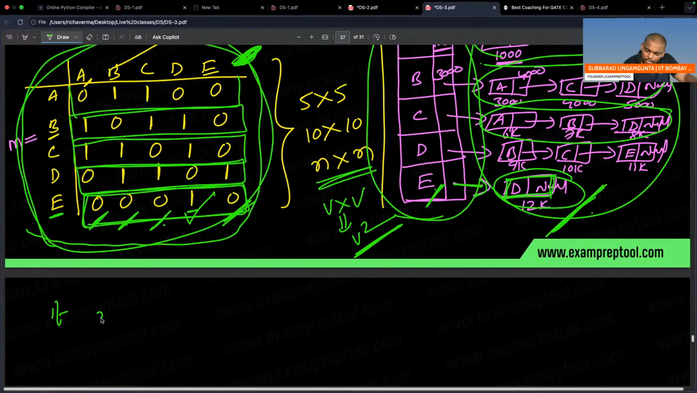So I am writing: if not mentioned, then take adjacency list.